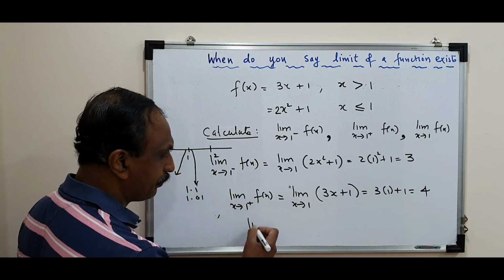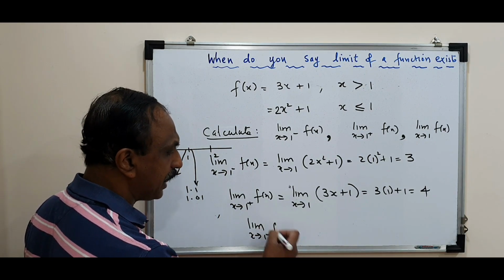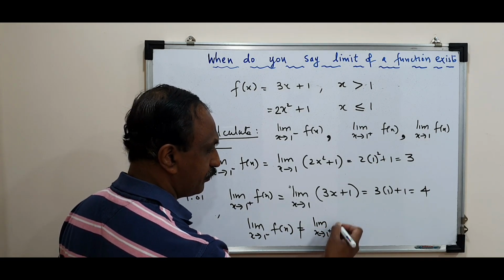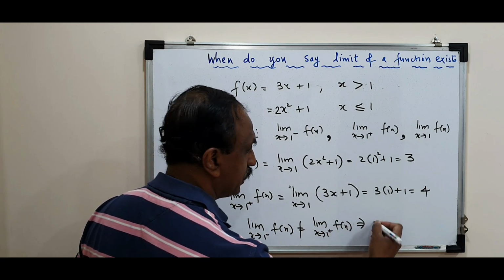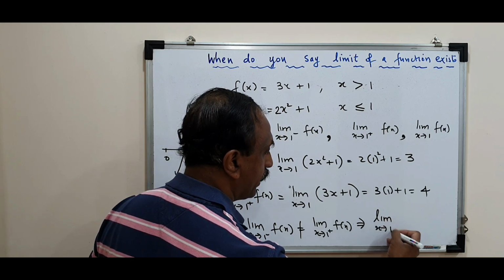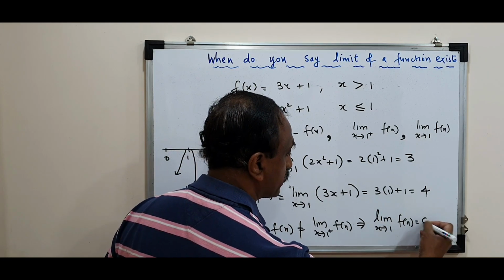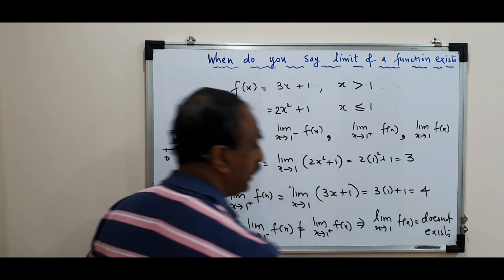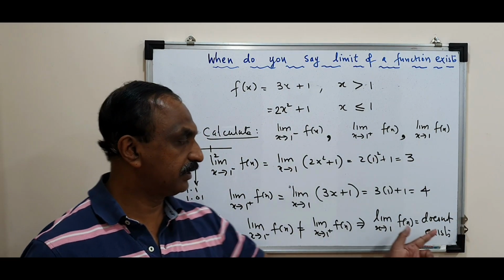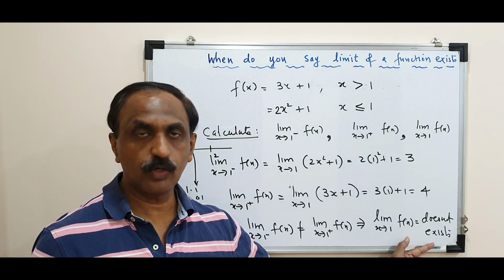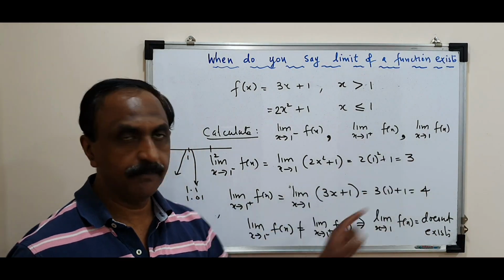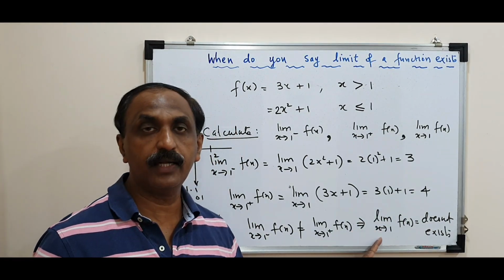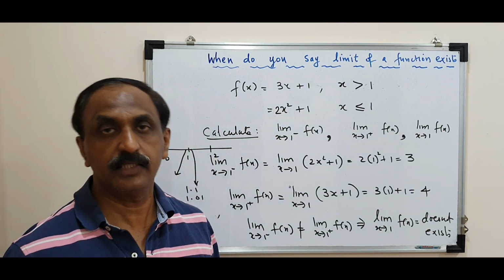Therefore what I can say, the left hand limit and right hand limit are not equal, which implies limit x tending to 1 f of x does not exist. So if the left hand limit and right hand limit are not equal, then we will say that the limit does not exist. Left hand limit exists, which is 3. Right hand limit exists, which is 4. But limit x tending to 1 f of x does not exist in this particular case.